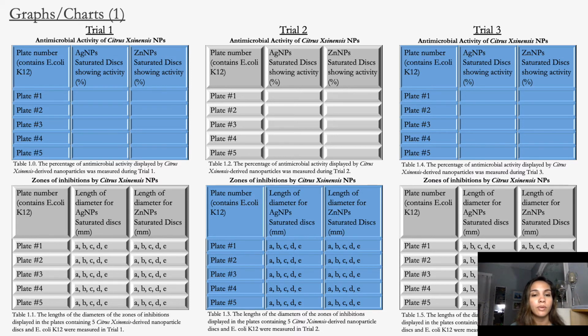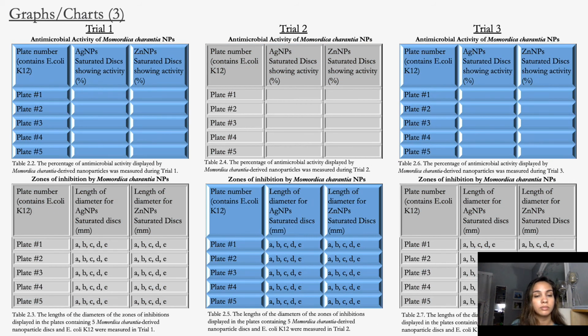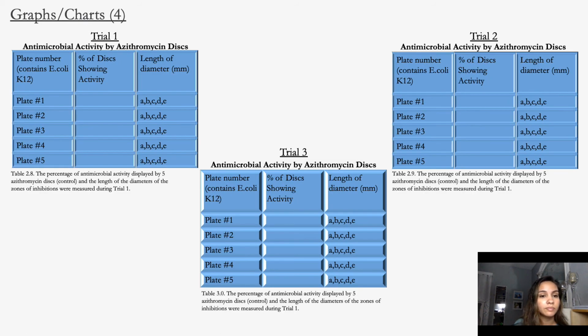This is how I will record my data. It's basically just showing the percentage of activity and the length of the diameter of each of the discs for the zone of inhibition. This is my second set of data tables, and this is third, and this is for my control.